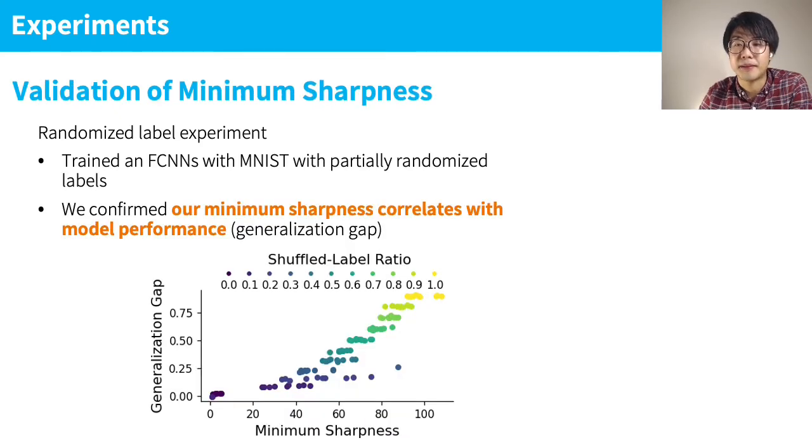Also, to verify that minimum sharpness is a valid sharpness measure, we conducted a randomized label experiment where we trained fully connected neural networks on MNIST with partially randomized labels. Here we confirm that our minimum sharpness correlates with the generalization gap, which implies minimum sharpness properly quantifies the performance of the model.